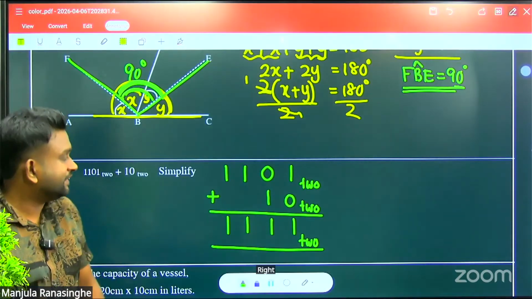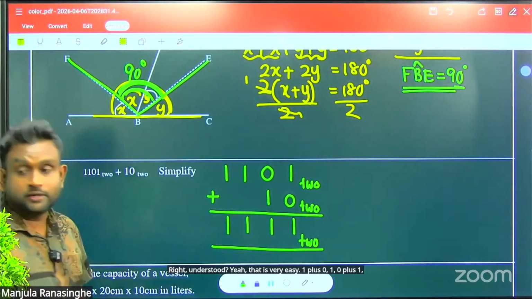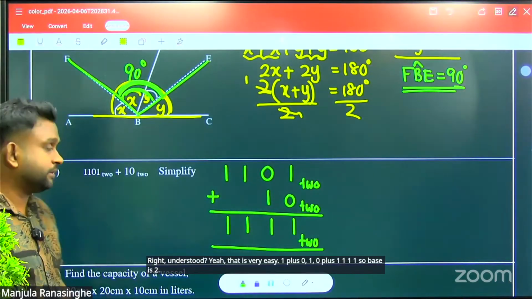Right, understood? Here that is very easy. 1 plus 0, 1. 0 plus 1, 1, 1, 1. So base is 2. All the time mention the base.